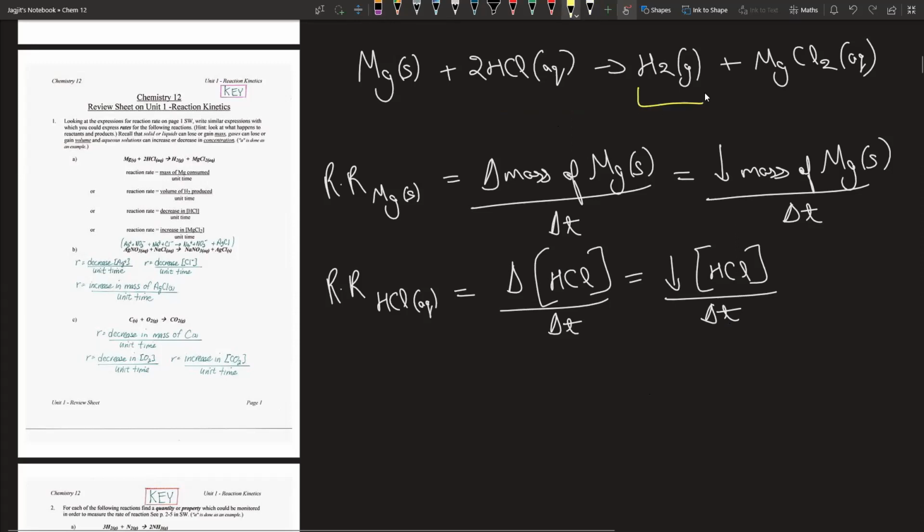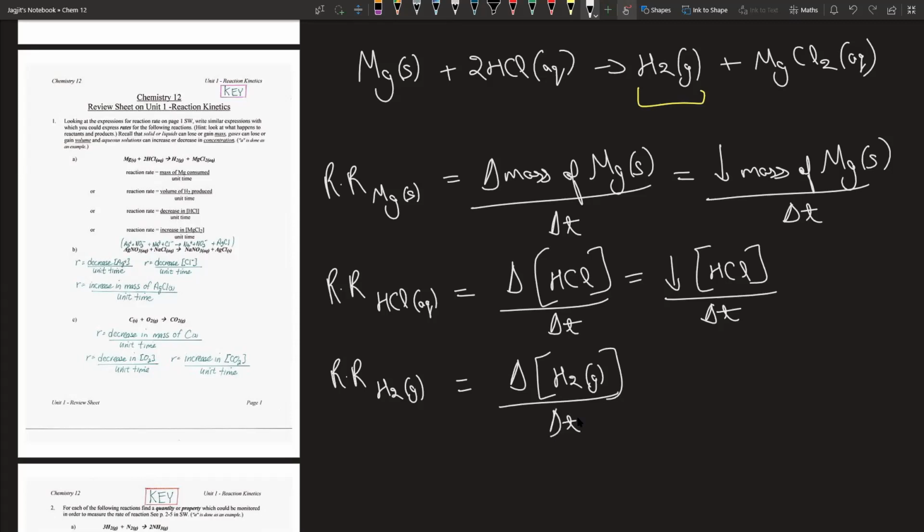Let's move on to this H2 gas, which we see on the product side. So how can I measure the reaction rate in terms of H2 gas? Well, it's a gas. Again, we can use concentration. You can say I can measure it as change in concentration of H2 gas over change in time. Now let's be more specific. H2 gas is a product. It will increase as time goes on. So we will measure this as increase in concentration of H2 over change in time.